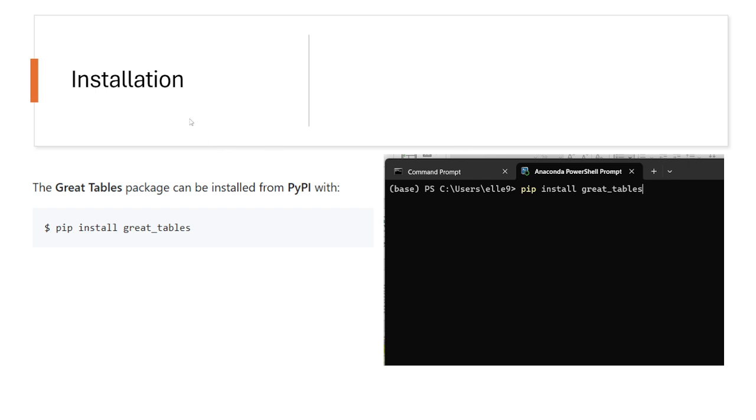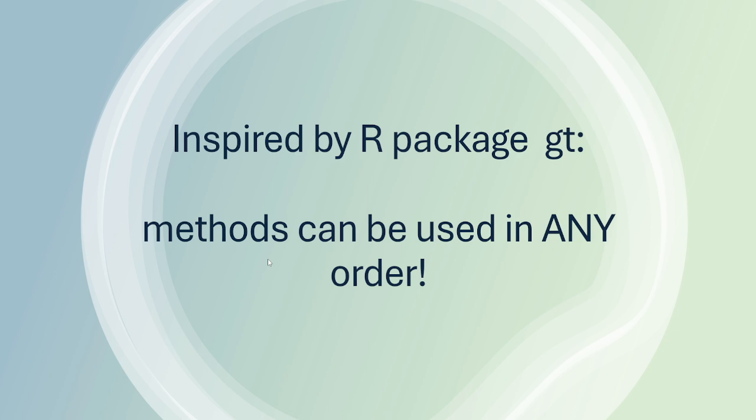So the installation begins, as always, with pip install. That can be done in a Jupyter Notebook, or you can do it from the command prompt or Conda PowerShell. So there are different ways to install Great Tables, there's nothing difficult about it. It's worth mentioning that the package itself was inspired by the R package gt, and what I really like about it is it's even written in a very similar format. It's kind of nested code where you can see each component can be modified separately, and what I really like is methods can be used in any order, just like in the R language.